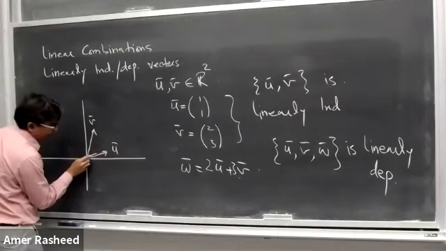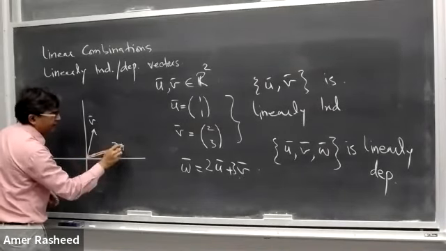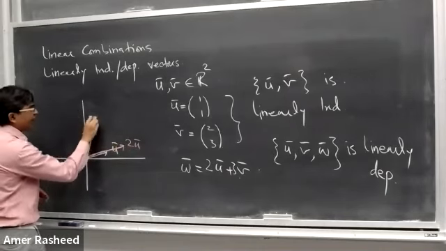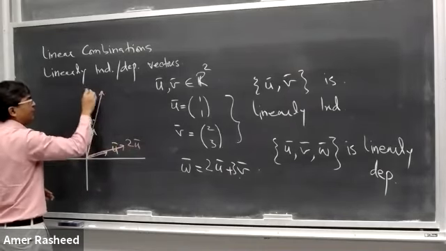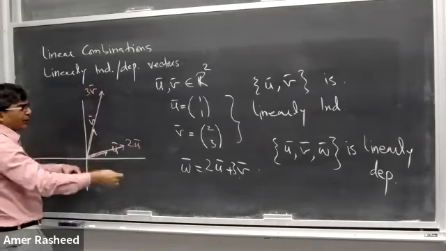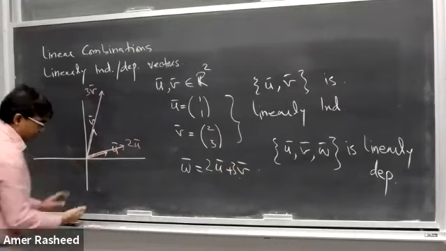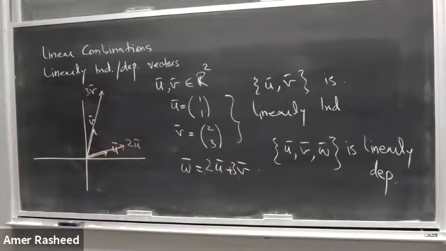2U is the double of U. So what will you get? It would be something like this, 2U. And 3V would be 3 times V. This would be your 3V. Now, what would be the sum of 2U and 3V? It would be, I'm sorry.